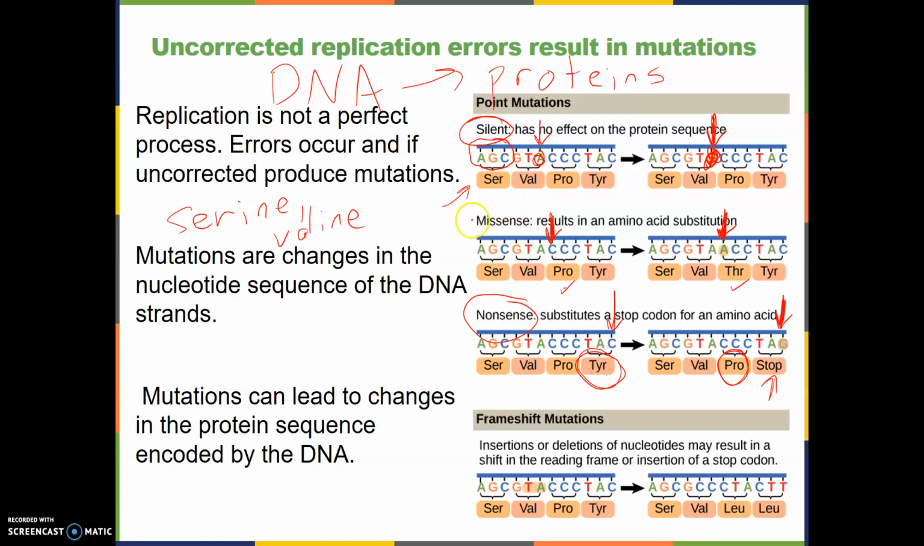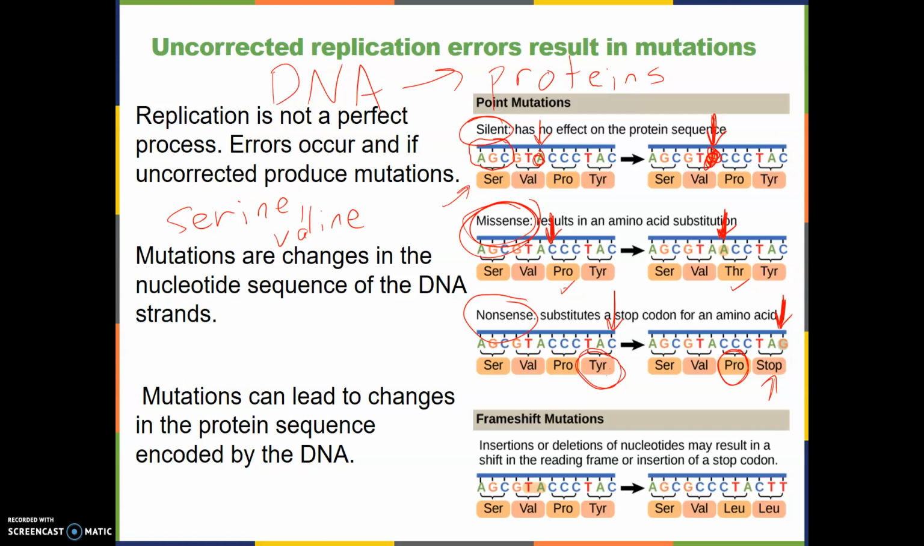A missense mutation could be a big deal. Silent mutations don't cause any problems. Now, frame shift mutations are normally pretty bad because that means that an amino acid is inserted or deleted, and that just shifts the whole frame, it shifts the whole sequence.